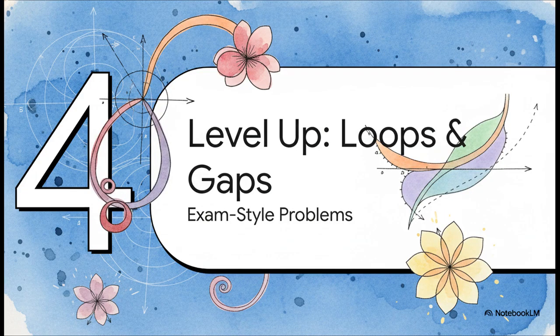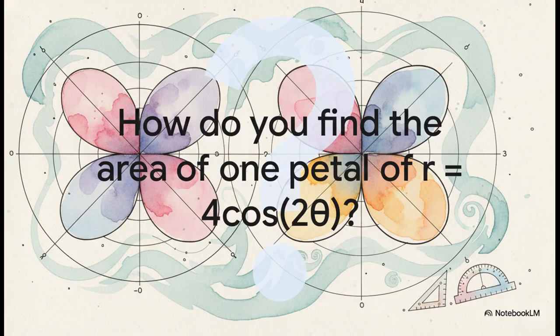But you know, exams, they love to throw curveballs. So let's level up and talk about the trickier problems, like finding the area of just one loop of a curve, or the space between 2 curves. This is a perfect example. The function r equals 4 cosine of 2 theta gives you this awesome 4-petaled rose. But what if the question isn't for the whole flower, but just for the area of one single petal? How does that change our game plan?